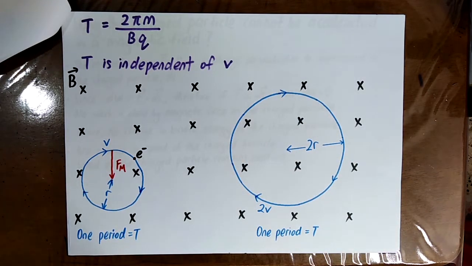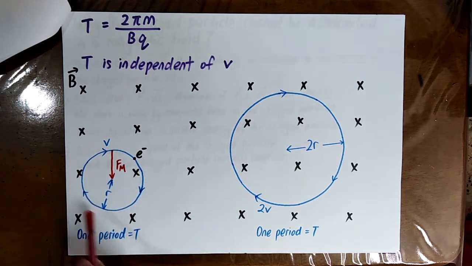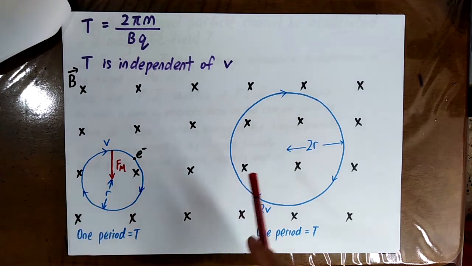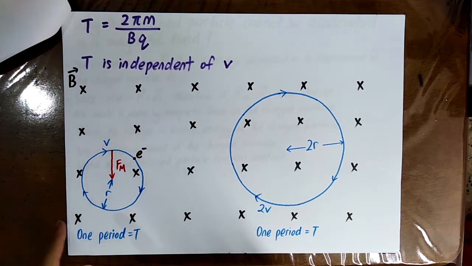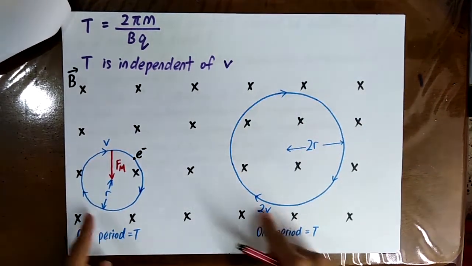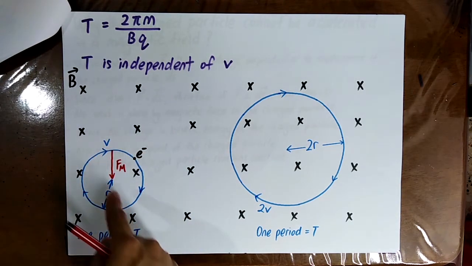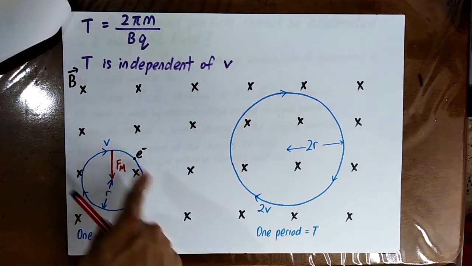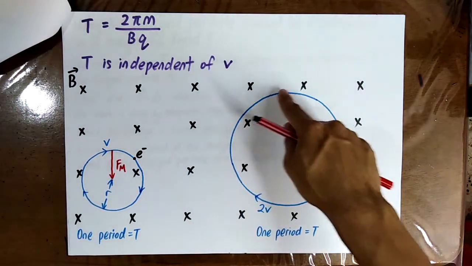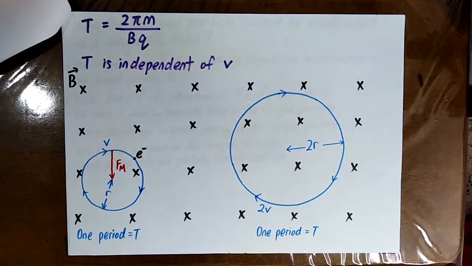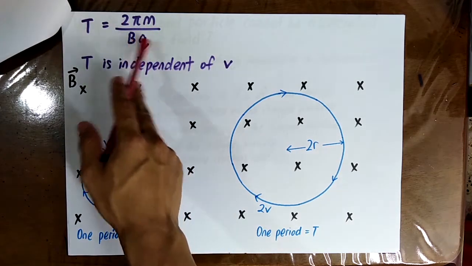So you know that the time taken for the electron here to complete one oscillation is equal to the time taken for the electron to complete one oscillation here. That means that they will move like this. Although this is smaller, the electron moves slower. Although this is a larger path, the electron moves faster. Okay, so you actually know that T depends on m, B, and q only.